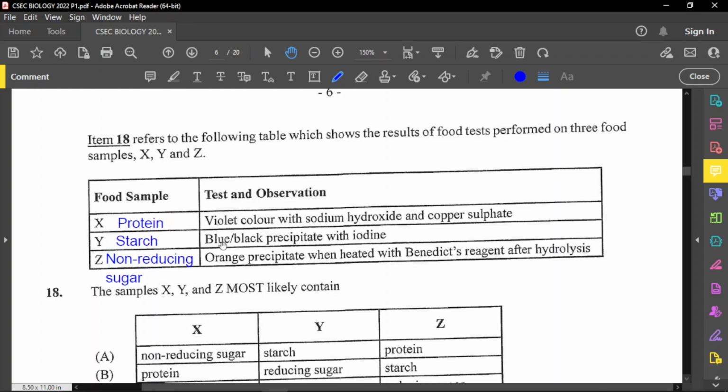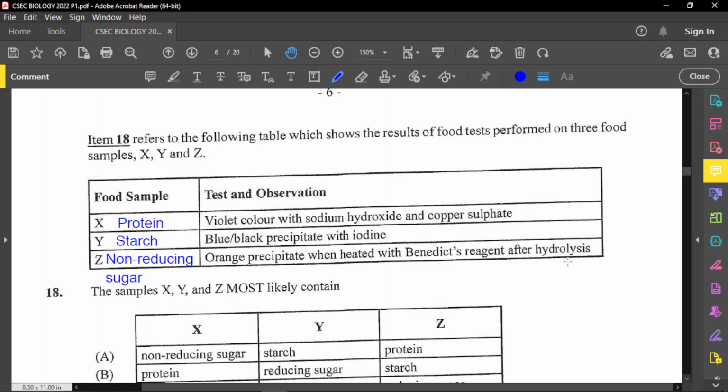Now to test for starch, iodine will turn blue-black, or bluish-black, or dark black. And so definitely Y is starch. Now, turning an orange precipitate when heated with Benedict's, and Benedict's is used to test for sugars, but I'm going to point out something right here. Once Benedict's turns orange after hydrolysis, then we know that it is a non-reducing sugar.